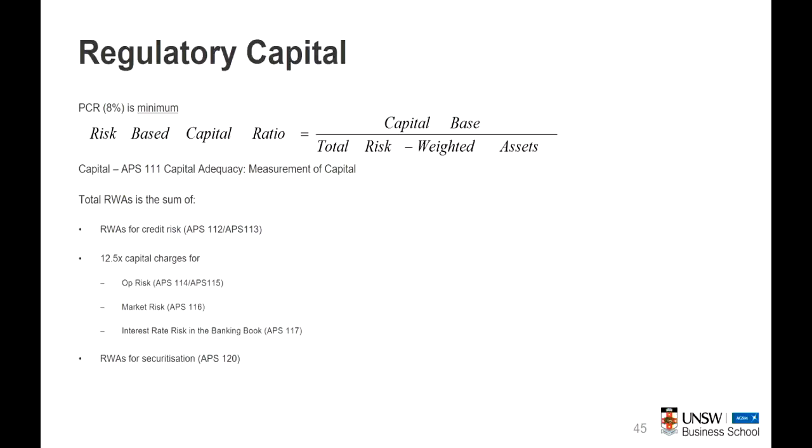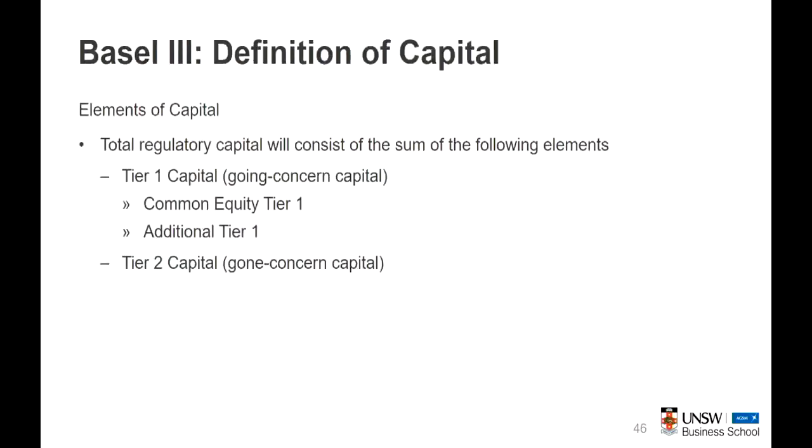So these are the actual standards we use in Australia to work out risk weights or capital. For op risk, market risk, and interest rate risk in the banking book, we directly calculate the amount of capital required, and you can convert it back into risk-weighted assets by multiplying it by 12.5.